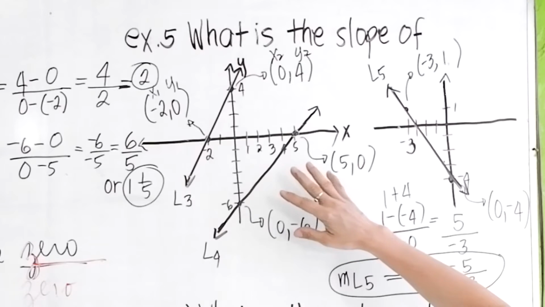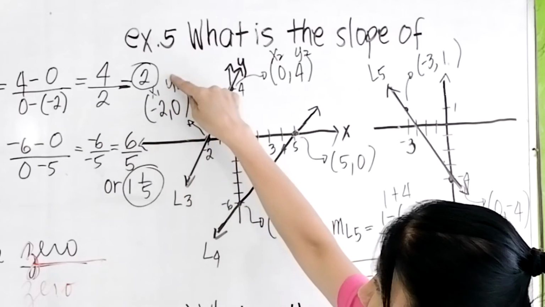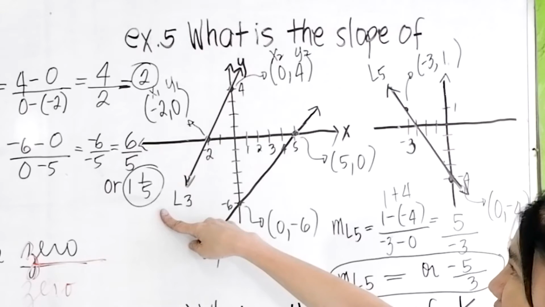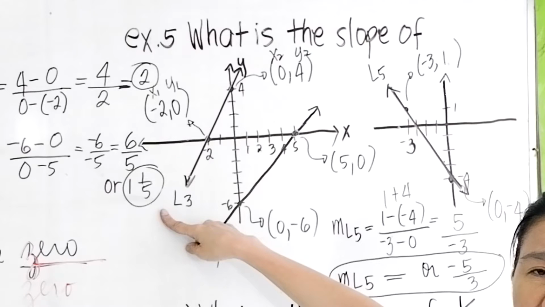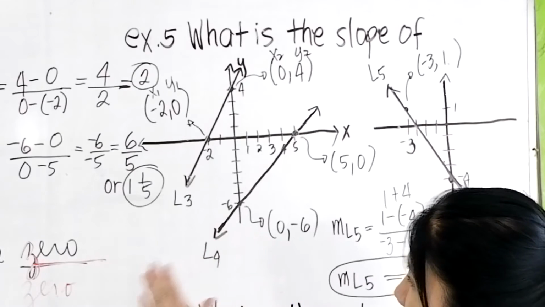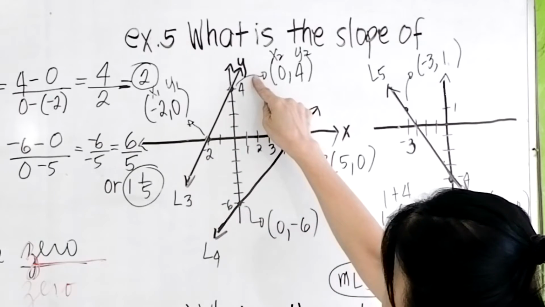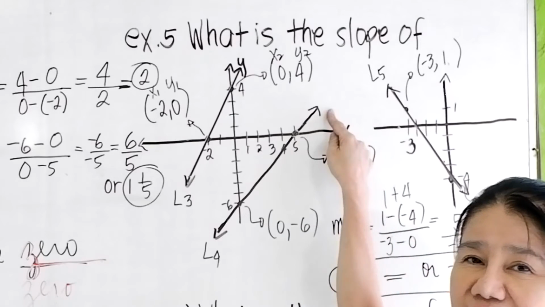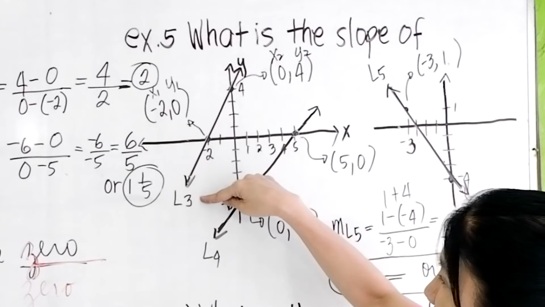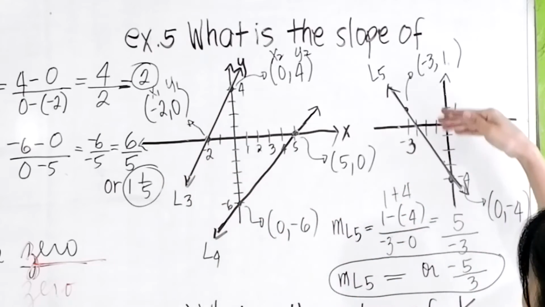What did you observe here? When the line is leaning to the right, your slope is positive. Remember that. Whenever your line is leaning to the right, your slope is positive. How do we know that a line is leaning to the right? From left to right, it is going up. So again, when a line leans to the right, just like these two lines, line 3 and line 4, the slope is positive.